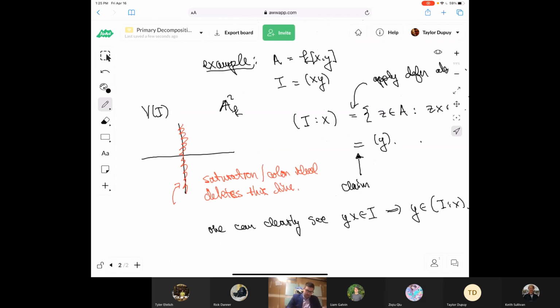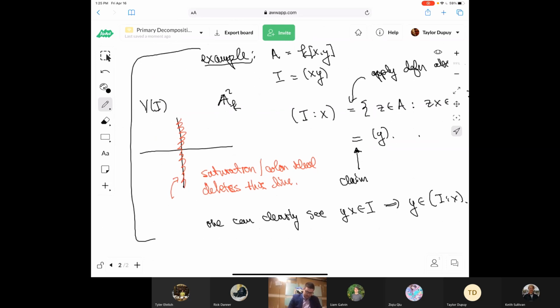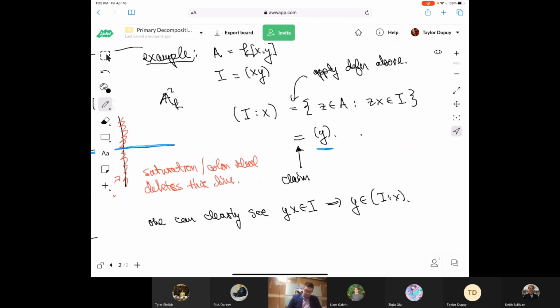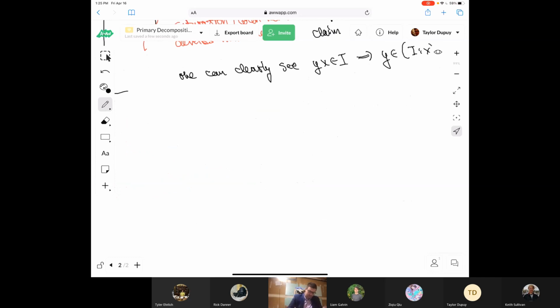Okay, anyway, so this is the example here. So do you guys see what happens? So this line here is the line y is equal to 0. So this line here is just the ideal here. Okay, so let's do some basic properties. Okay, so lemma.